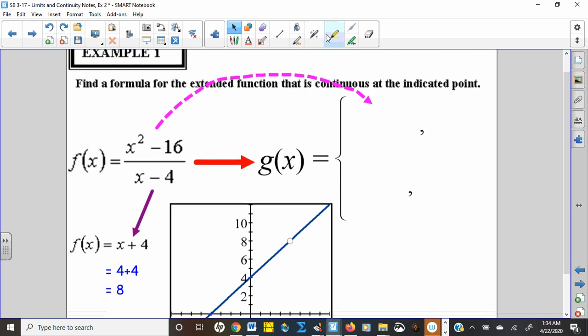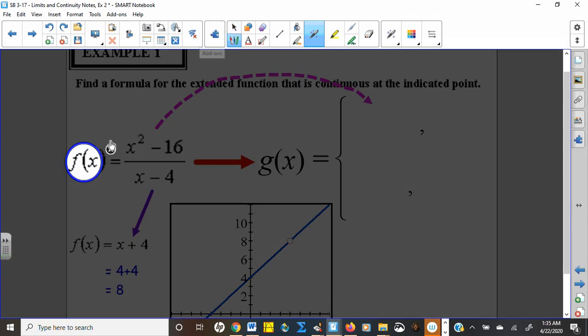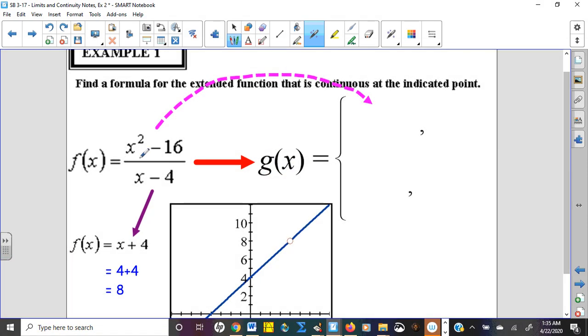I think, okay, personally, you shouldn't be calling it f of x anymore. F of x was the original function. So usually, like on the quizzes and stuff, it's called g of x or something different for you, okay? G of x will be the extended function of f of x. You always start with the original function, okay?